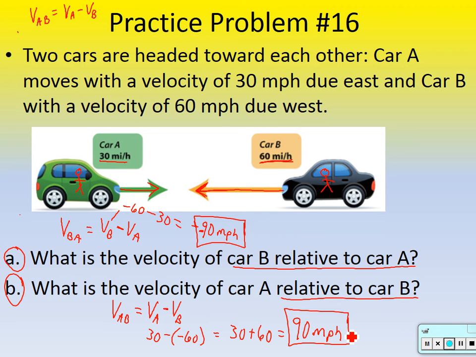Okay, now, that's the answer, but before we're done, if you're this guy in car B, it looks like car A is going 90, but why is it positive? Because it's going to the right. Because it looks like car A is going to the right. So again, that sign just tells us direction.